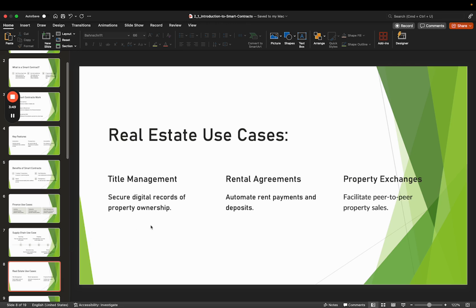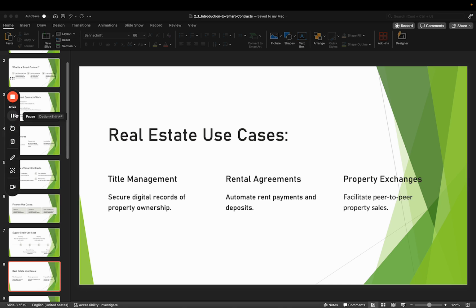Moving on to the use case of smart contracts in the real estate field. In real estate, smart contracts simplify transactions and property management. They can automate the sale process by handling payments, transferring ownership, and updating records seamlessly. This reduces paperwork, speeds up transactions, and ensures transparency in property deals. We can also automate the process of rental payments and deposits and securely store the digital records of property ownership.